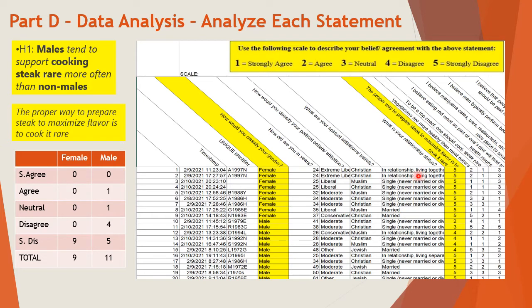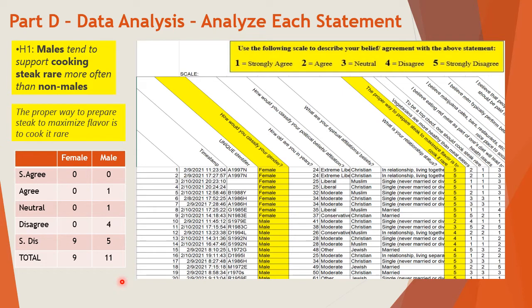Okay. When I look at the males, I had 0 1s, so no one strongly agreed. I have 1 2, which is agree, so I plug that in there. And 1 3, so I plug that in there. I count the number of 4s: 1, 2, 3, 4. I had 4 4s, or 4 disagree, and then I had 5 5s: 1, 2, 3, 4, 5.